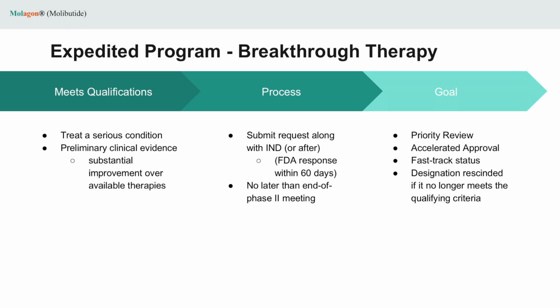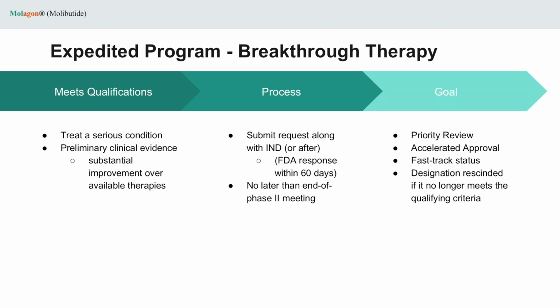This ties in with the previous slide, and that comparative analyses with other GLP-1 agonists is crucial for this expedited program. Our drug Molagon meets the qualification for breakthrough therapy. It's used to treat a serious condition, which is type 2 diabetes, which if left untreated can lead to other serious diseases, including neuropathy and heart attacks and atherosclerosis.